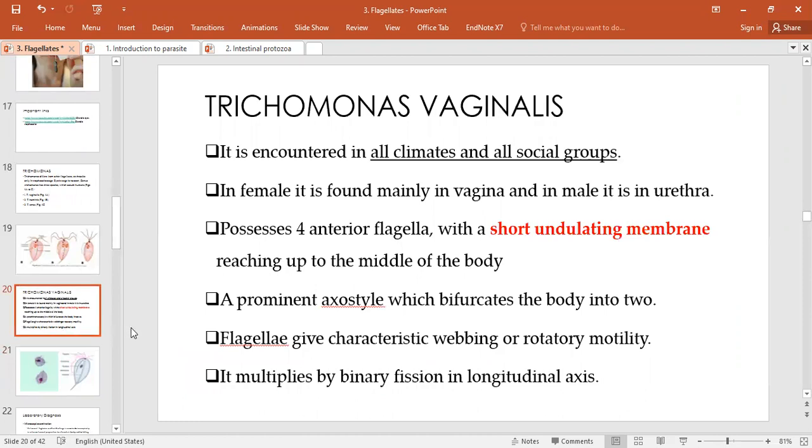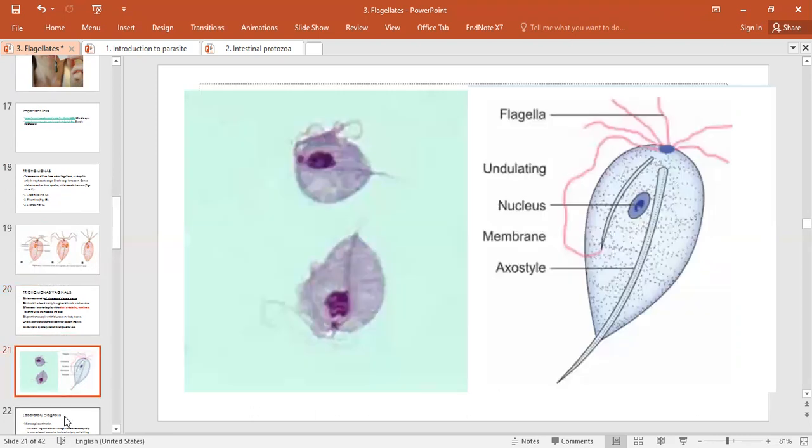It's only in the trophozoite form. We have no cyst form. Flagella are characteristic. Flagella give a characteristic webbing or rotatory motility. It multiplies by binary fission in the longitudinal axis.